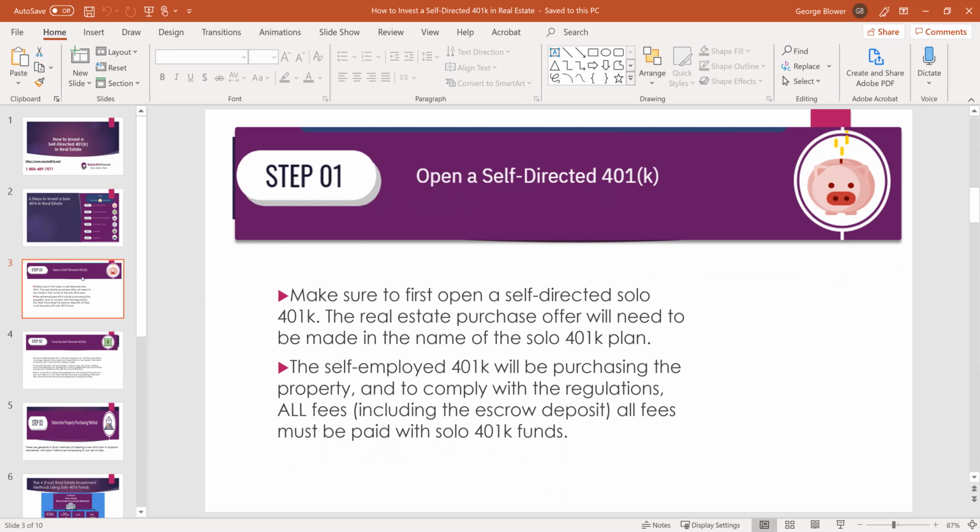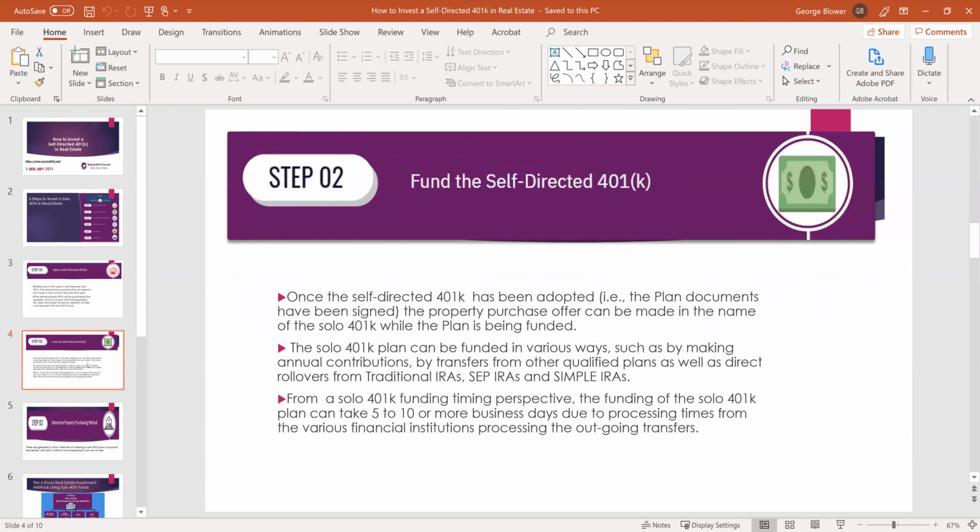So even though you can have your self-directed solo 401k account at, say, one of these brokerage firms, you first need to go to a provider that's going to offer you a plan that allows for that type of investment. So instead of investing your money in, say, a mutual fund or equities, it's just going to hold a different type of investment. It's going to hold real property. So as we go through this presentation, we're going to dive into some of the details about how you get that done.